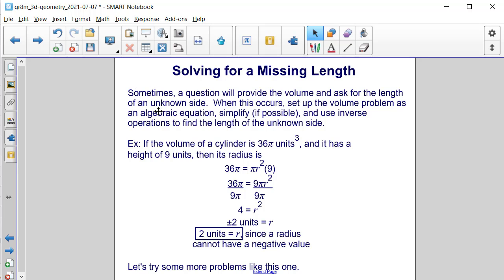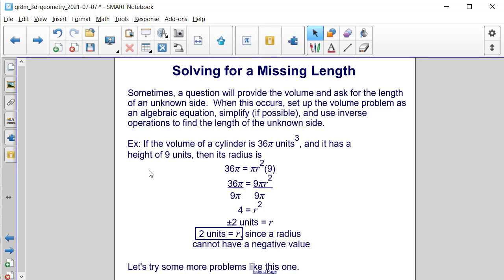Sometimes a question will provide the volume of a solid and ask for the length of an unknown side. When this occurs, set up the volume problem as an algebraic equation, simplify it if possible, and then use inverse operations to find the length of the unknown side.